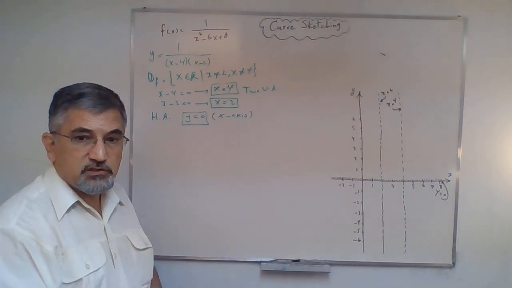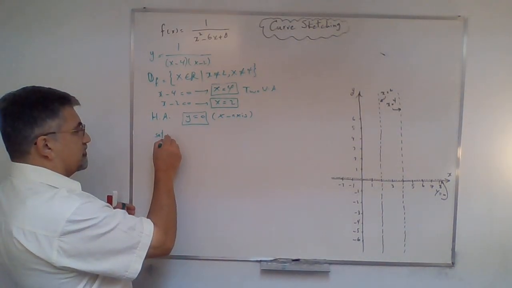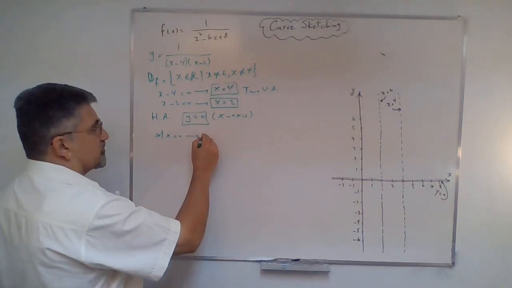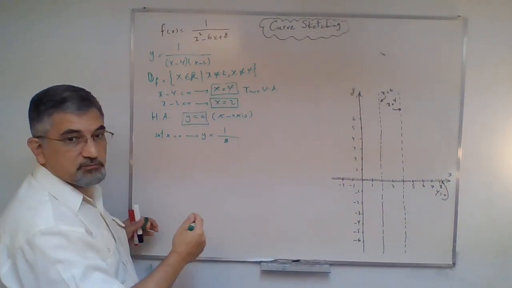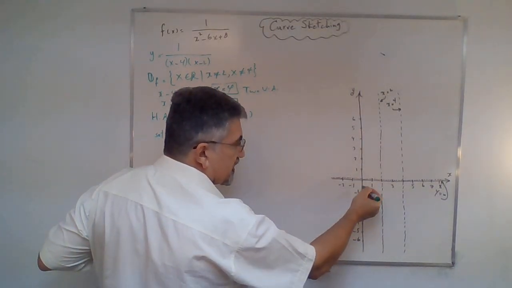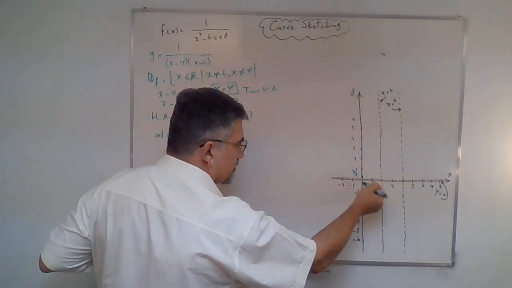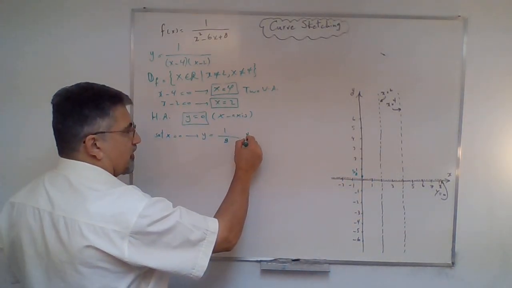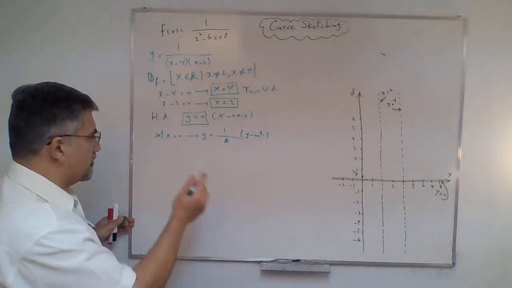Next thing we're going to take care of is finding x-intercepts and y-intercepts. So I'm going to set x equal to 0. So I get y equals 1 over 8. So this becomes my y-intercept. So I know that the graph must intersect the y-axis at 1 over 8, somewhere here. This is the y-intercept. You find it always by setting x equal to 0.